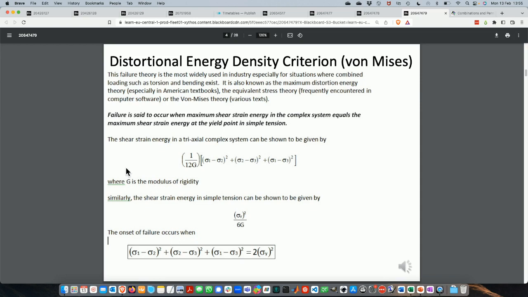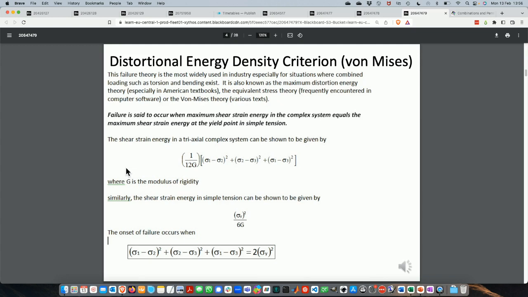Forget failure, you don't even want it to start yielding. So let's say your critical limit is already yielding, not even failure, right? So you don't want your wing to have plastic deformation, right? It's straight. After one flight, it probably just is a little bit crooked. Now it undergoes a little more plastic deformation on a second flight. After 200 flights, your wing is like this instead of like this, right?